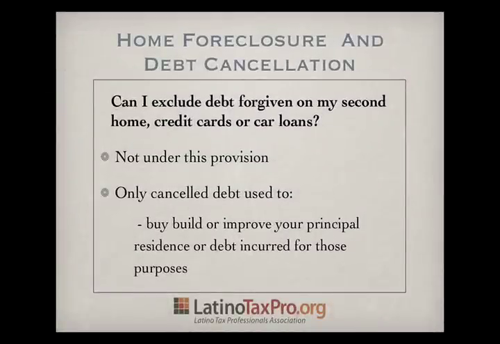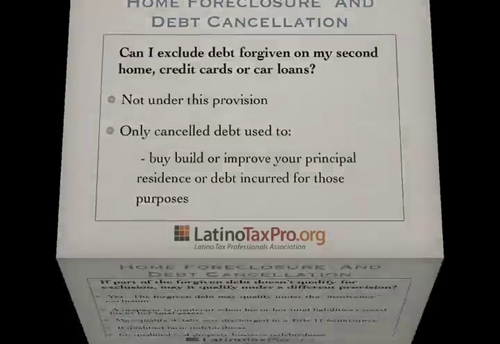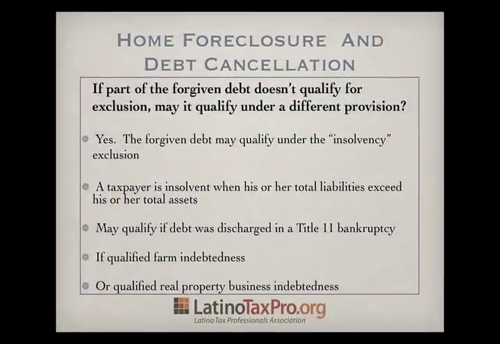You may not exclude debt forgiven on second homes, credit cards, or car loans. Only canceled debt used to buy, build, or improve your principal residence or debt incurred for those purposes qualify for the Act. There are other provisions outside the Act and you may qualify under the insolvency exclusion. A taxpayer is insolvent when his or her total liabilities exceed his or her total assets. The taxpayer may qualify if debt was discharged in a Title 11 bankruptcy, or if qualified farm indebtedness, or qualified real property business indebtedness.